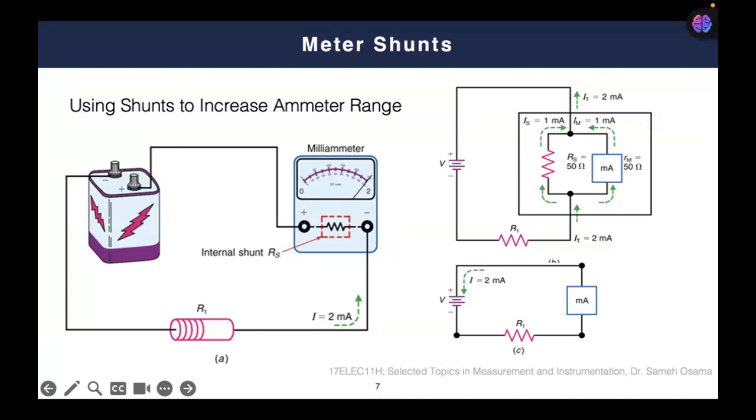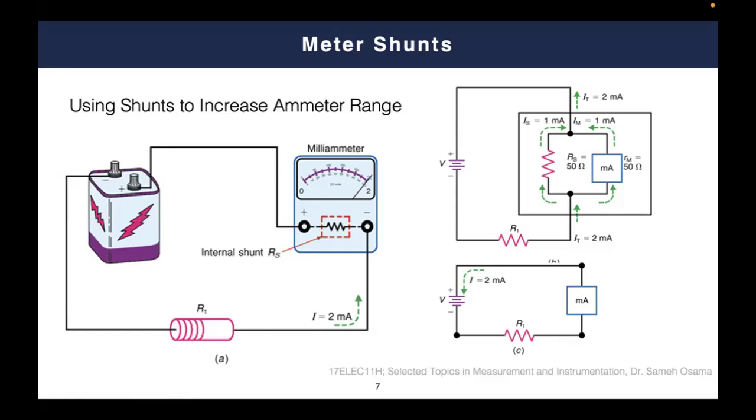What if I need to double this range? So I need to make this ammeter work with a full scale range of 2 milliamperes instead of a full scale range of 1 milliampere. The idea is very simple. Let's put here a resistance in parallel with the coil, with another 50 ohm value.